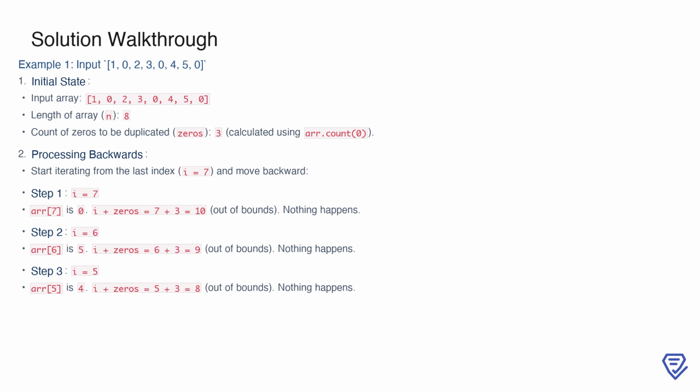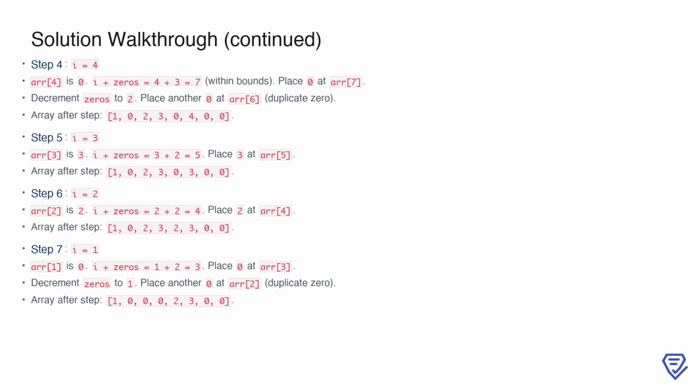Next, at i equals 4, the value is 0. Here, i + zeros equals 7, which is within bounds. We place a 0 at index 7, then decrement zeros to 2 and place another 0 at index 6, effectively duplicating this 0. The array now looks like [1, 0, 2, 3, 0, 4, 0, 0].